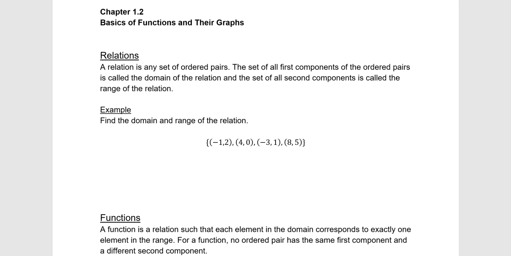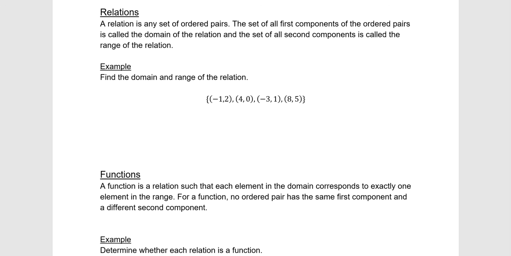For example, if we have this relation right here, and we want to find the domain and range of it, you can see that we have all of these ordered pairs. We have 4 different ordered pairs here, and the squiggly brackets, the braces, represent a set. So we have a set of ordered pairs. If we want to find the domain, it's going to be all of the first elements, all of those first elements that I underlined there.